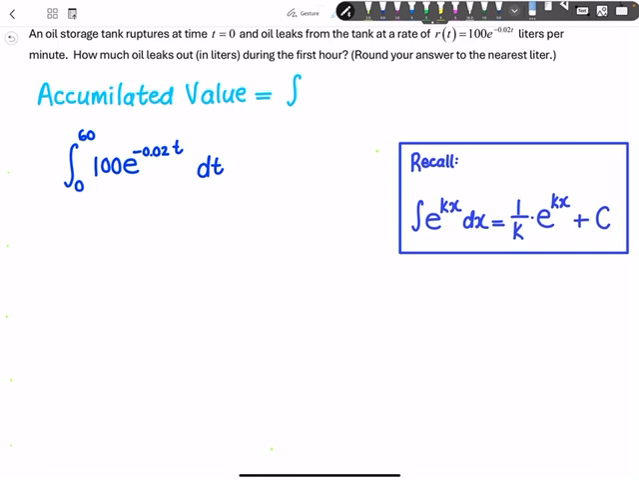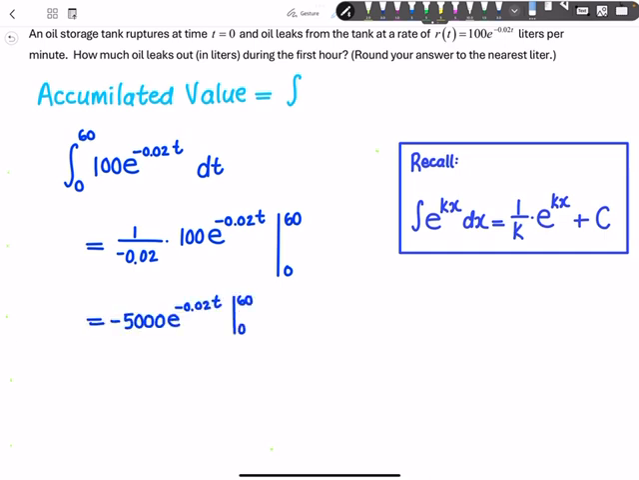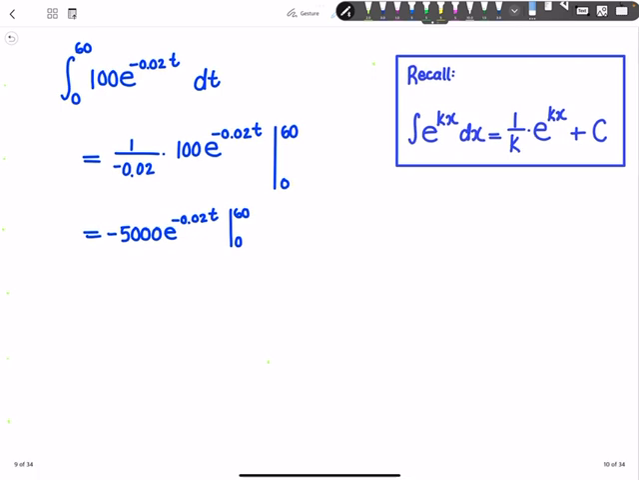So if I use this formula, I will see that this integral is equal to 1 over negative 0.02 times 100 e to the negative 0.02 t. And this is a definite integral, so we will evaluate from 0 to 60. All right, I'm going to just do one simplification. 100 divided by negative 0.02 is going to give me negative 5,000 e to the negative 0.02 t.